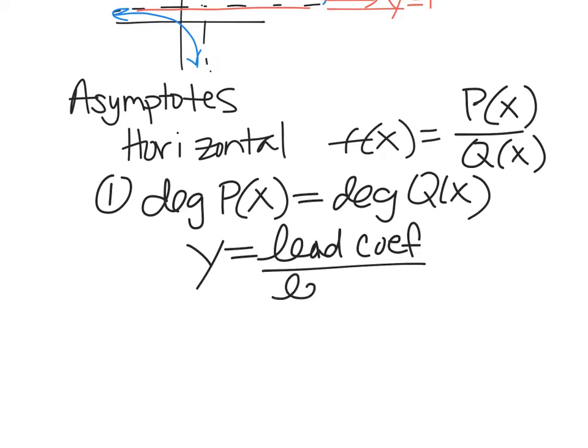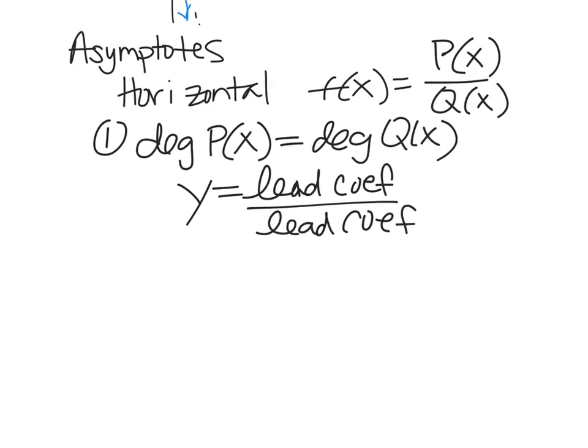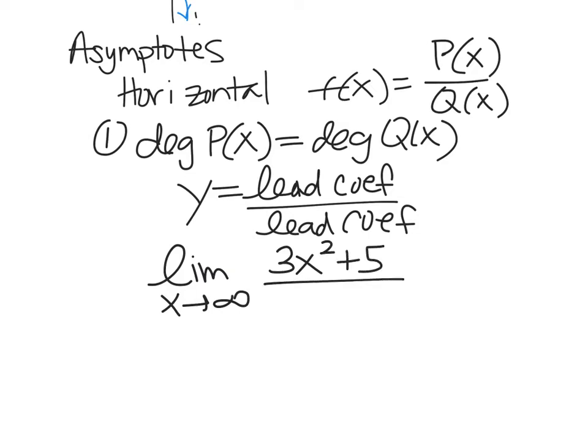Does that ring any sort of bell? Good. Let me give you an example of that. We're finding the horizontal asymptotes because that's what the limit is going to be as you go to infinity. So take, for example, the limit as x goes to infinity of 3x squared plus 5 over 4x squared plus 6x minus 1.